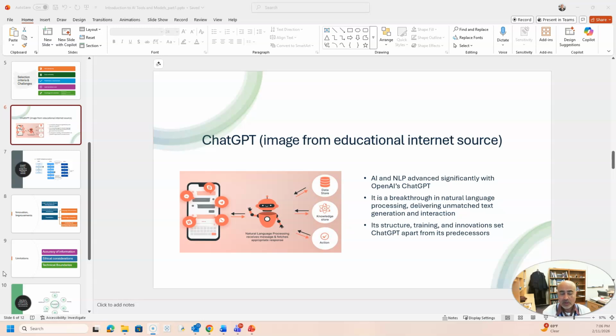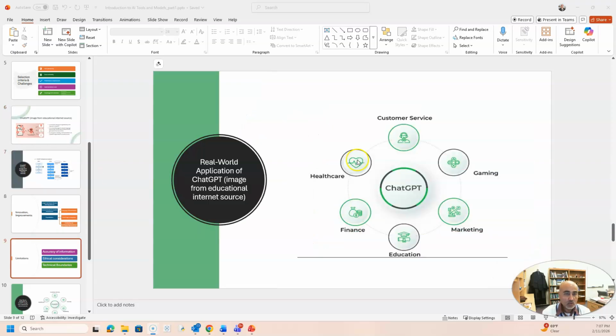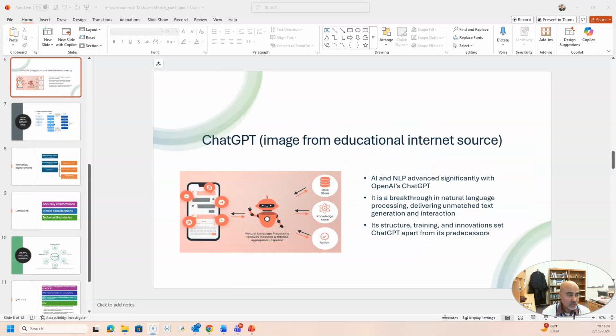Now, there are also a lot of other applications that we'll be talking about later, but at this point we are going to be talking a little bit about ChatGPT because it was really one of the pioneers, or one of the earlier ones that came into the market. Its structure, its training, and its innovation had really set it apart from some of the predecessor ChatGPT models, and it has evolved over time.